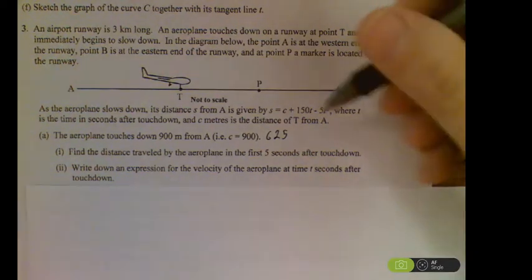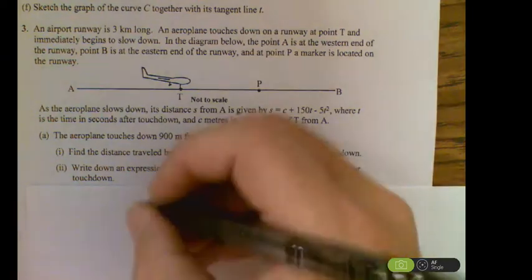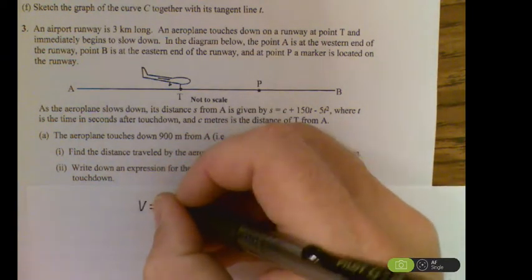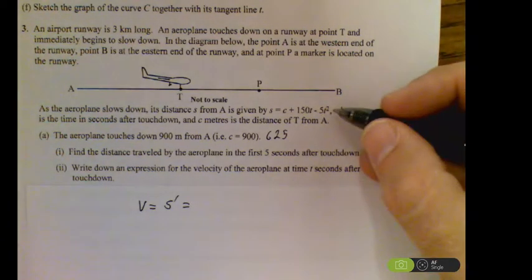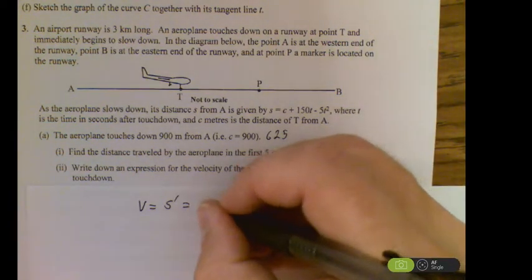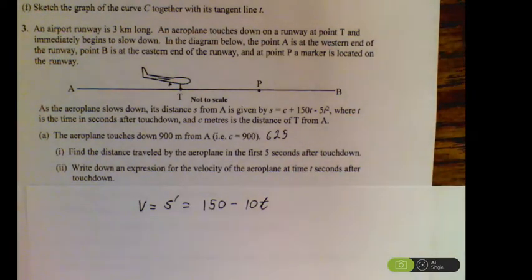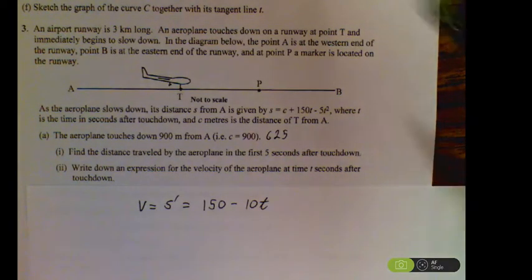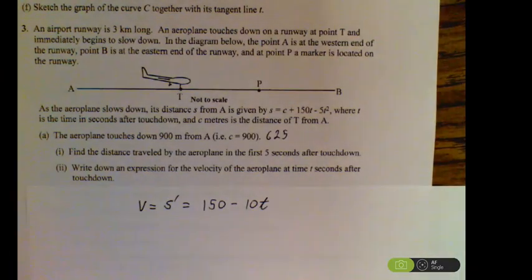So we need a derivative of the original, and again, our constant would go away. So if we just do our derivative, velocity is the derivative of the position function. So 150 minus 10t to the first is going to be our derivative function. And this one just said write the expression for time t, which is what we just did.